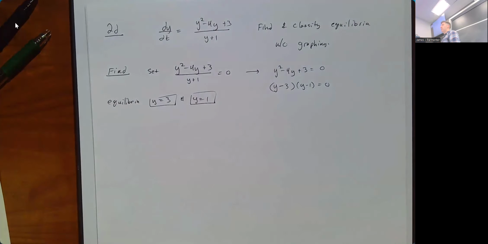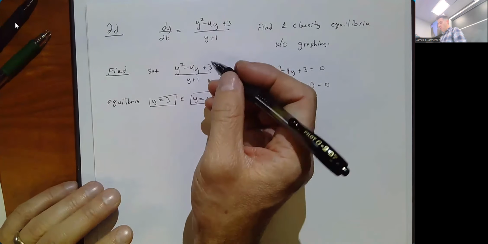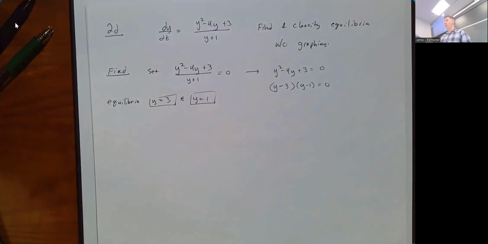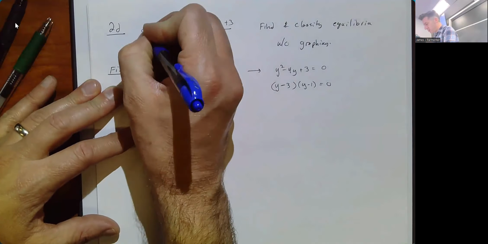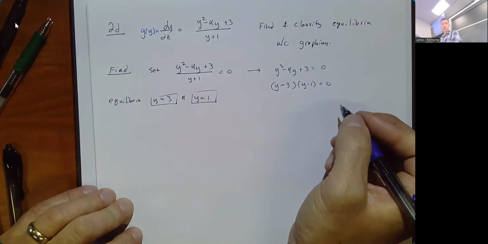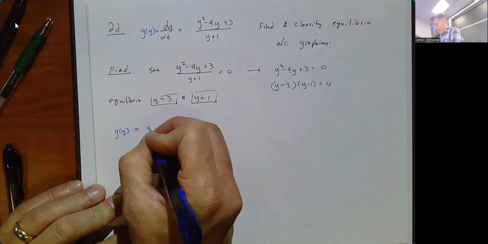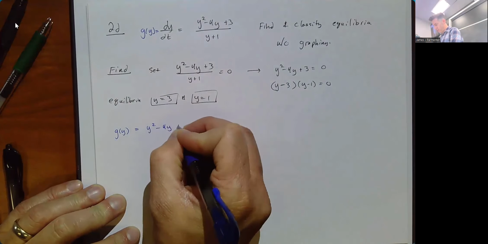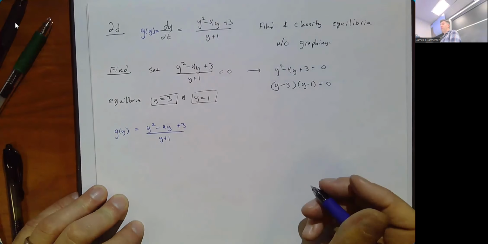But which one is stable? Which one is unstable? Are they both stable? Are they both unstable? Is one of each? We don't know yet. We have to find out. The way we're going to find out is by taking the derivative of this expression. So this is usually where someone says we're going to call this g of y, or f of y. I think g is the usual choice. So g of y is equal to y squared minus 4y plus 3 over y plus 1, and we're going to find the derivative of that.